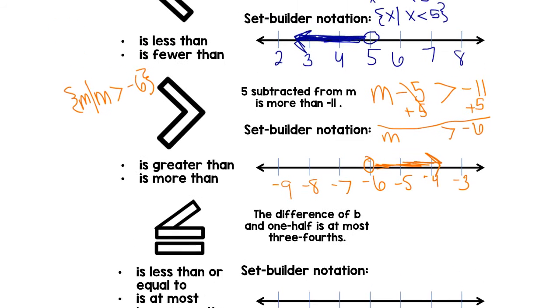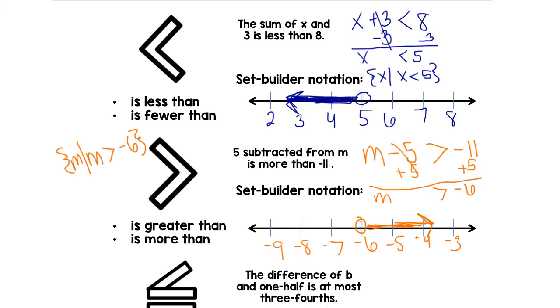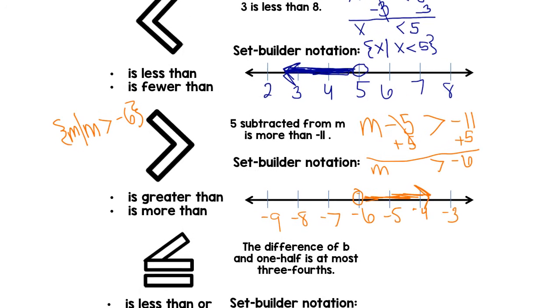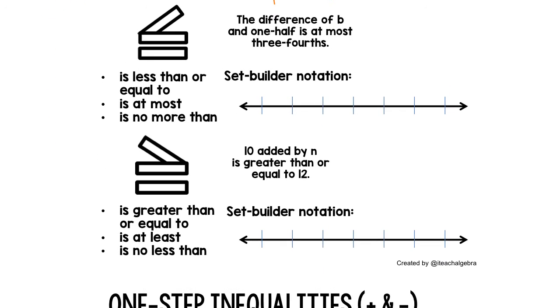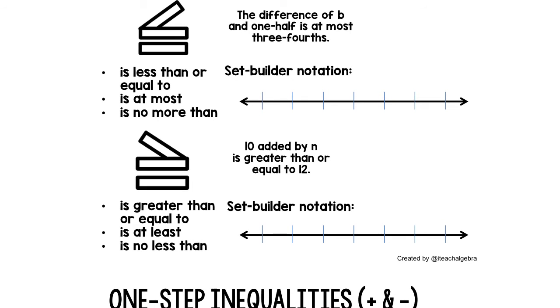I did forget to tell you my shortcut. If your variable is on the left of your inequality, your shaded arrow will point in the same direction as your inequality. So x is less than 5, the point is pointing towards the left, so your arrow will also point towards the left. M is greater than -6, the arrow points towards the right. That means our line is shaded towards the right. Again, that only works if your inequality is written such that your variable is on the left.